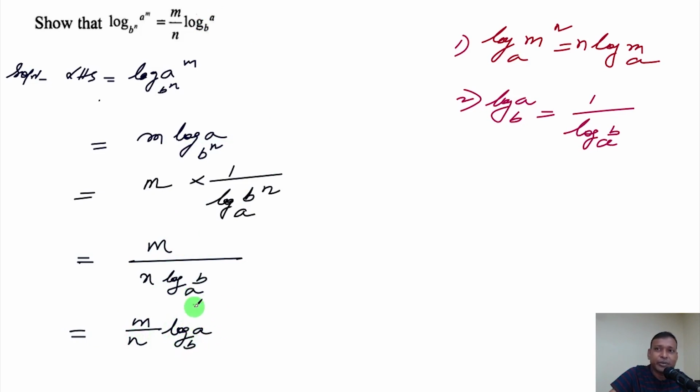You can see this b to the base a became log a to the base b. Here also I use this formula: log a to the base b equals 1 by log b to the base a. This is change of base, which is equal to the right hand side. So hence solved.